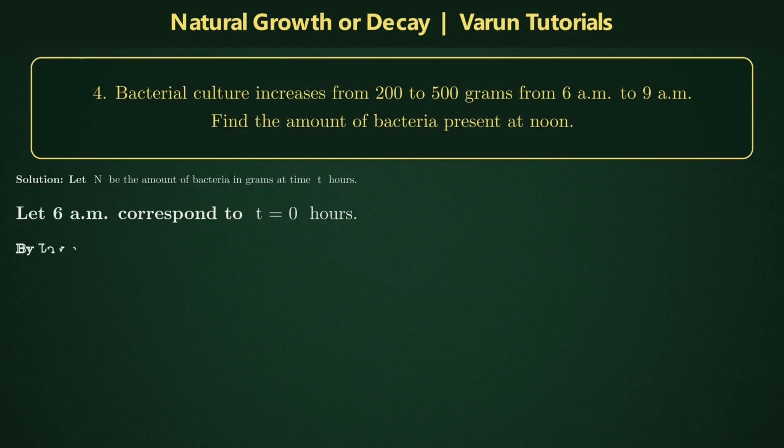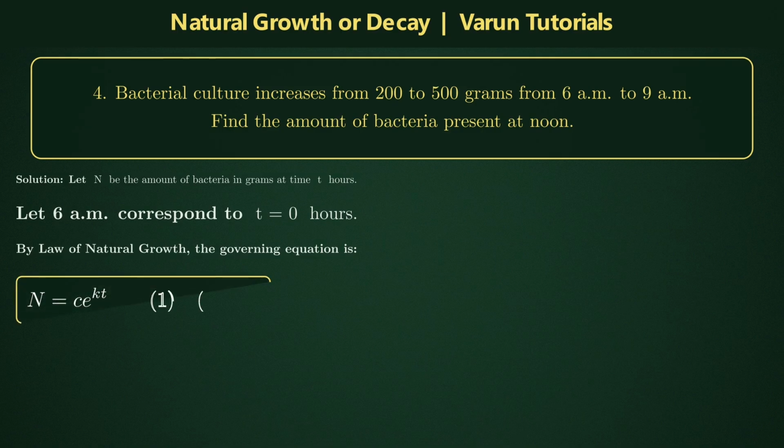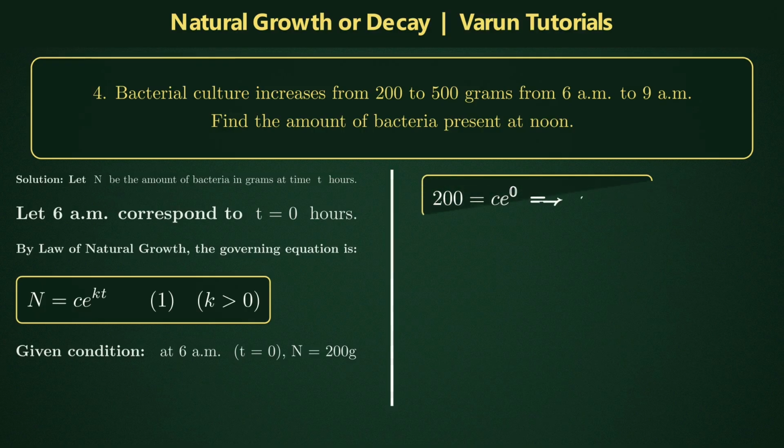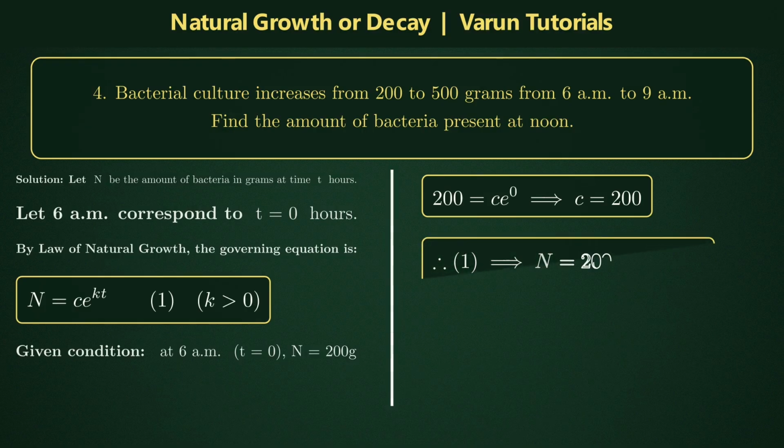According to the law of natural growth, the population increases exponentially. This gives the population equation n equals c times e to the power of kt. We label this as equation 1. We are given that at 6 a.m., when t equals 0, the initial amount of bacteria is 200 grams. Substituting these values, we find that the constant c is equal to 200. Therefore, equation 1 becomes n equals 200 times e to the power of kt. We label this as equation 2.